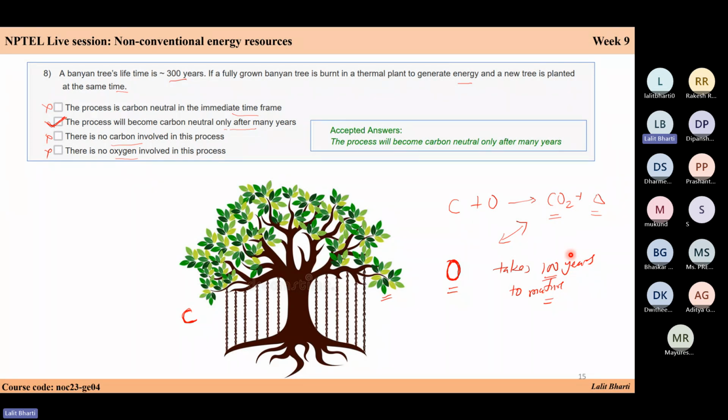Carbon neutral means whatever carbon or carbon dioxide you produce should be equal after the reactions, when you get the products. So with the reactions, before and after, your amount of carbon should be equal. So in this case, only in the time frame of many hundred years will you get the carbon neutral condition. So option 2 is correct. 1, 3, and 4 are incorrect.